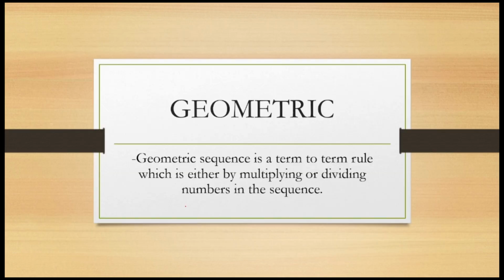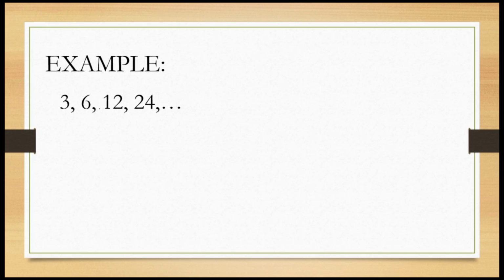The second type of sequence is called geometric. A geometric sequence is a term-to-term rule which is either by multiplying or dividing numbers in the sequence. You can identify a geometric sequence if the pattern is by multiplication or division. Example: 3, 6, 12, 24, and so on. We can see that the pattern here is by multiplying by 2. So this means that the sequence here is geometric. And if you try to find the next term, it would be 48, because if we're following the pattern, 2 times 24 would lead to 48.